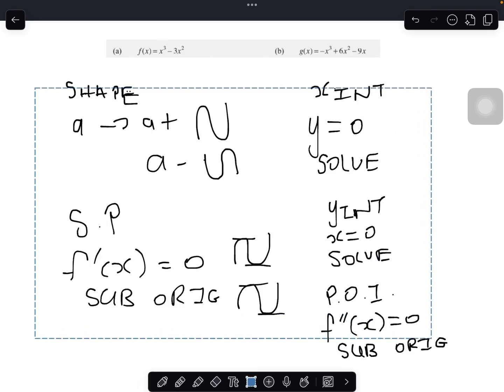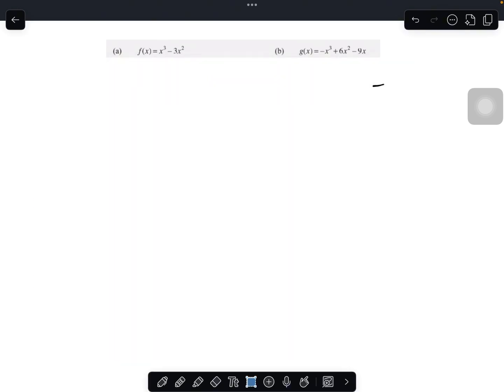When I like doing this section, what I like doing is making sure I have headings for whatever I'm doing. So we're going to do this question here, A, and with doing A, the first thing we're going to look at is the shape. So you can make a heading, say shape, and here we have a is positive, so we know the shape is going to be like this. So we know what our shape is. We can put that aside.